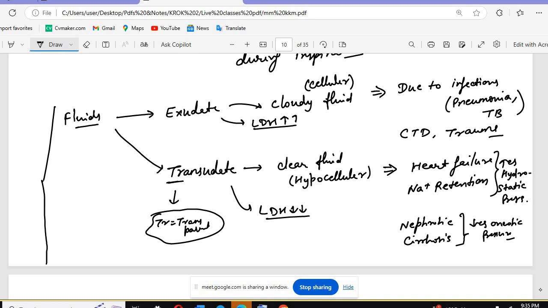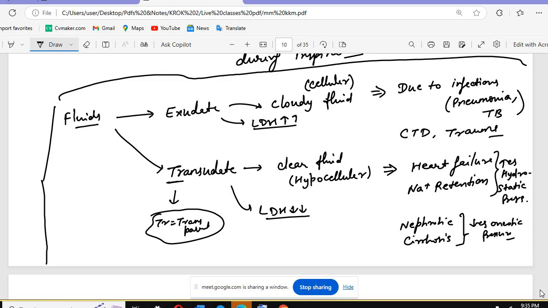So these are the fluids that you should not forget. Now I think it's very clear. TR for transparent, transudate. Transparent means clear fluid. Clear fluid means low LDH. Everything will be low: hypocellular, low cells. Exudate means LDH will be high, cloudy fluids, and cellular. Exudate is due to infections like pneumonia, TB, CTD, trauma. Transudate is due to heart failure, sodium retention, nephrotic syndrome, or cirrhosis.